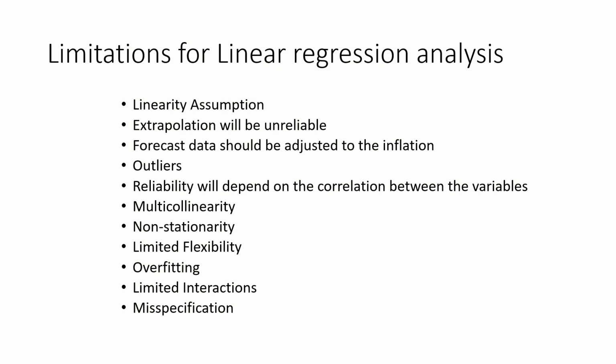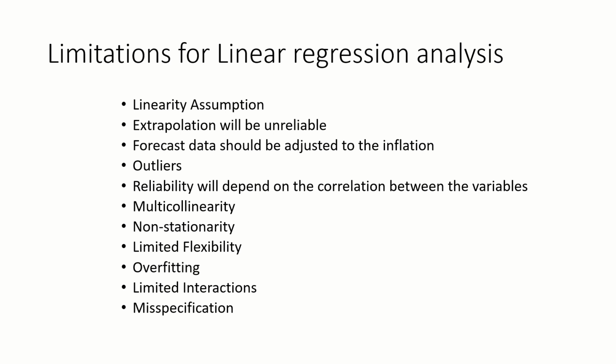Limited flexibility. Linear regression models have limited flexibility, meaning that they may not be able to capture complex nonlinear relationships between variables. Overfitting. Overfitting occurs when a model fits the data too closely, reducing its ability to generalize to new data and leading to lower forecasting accuracy.